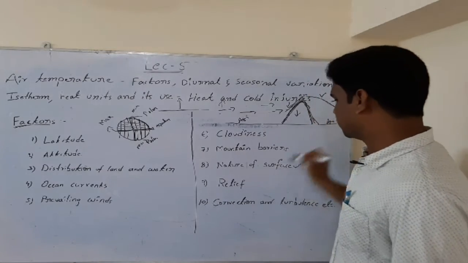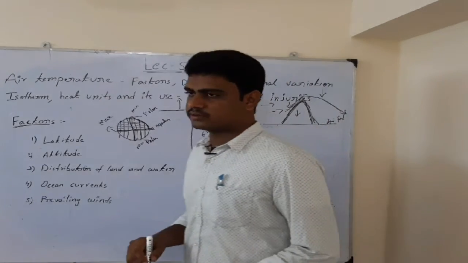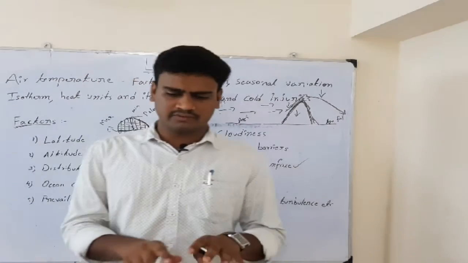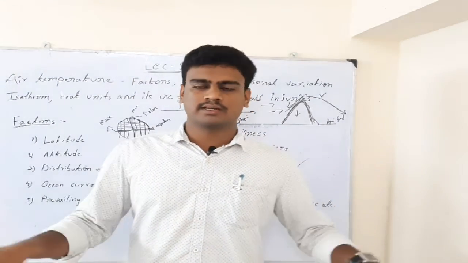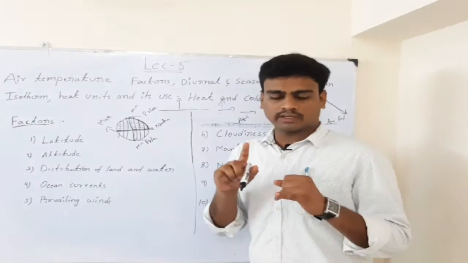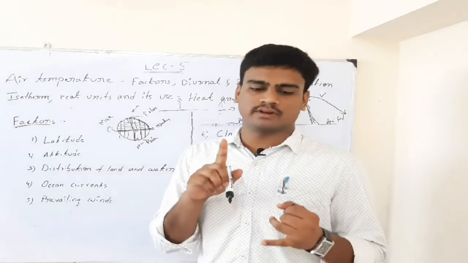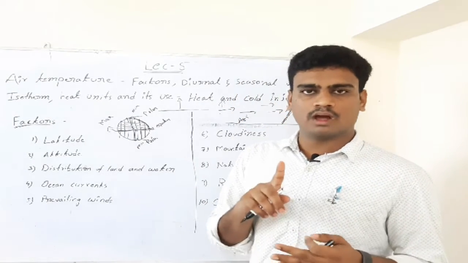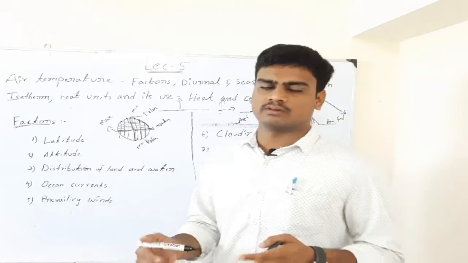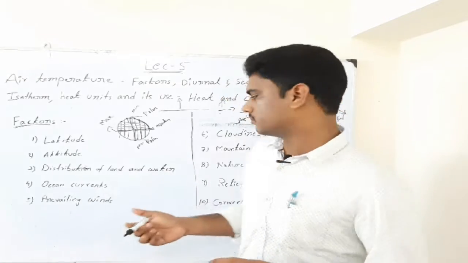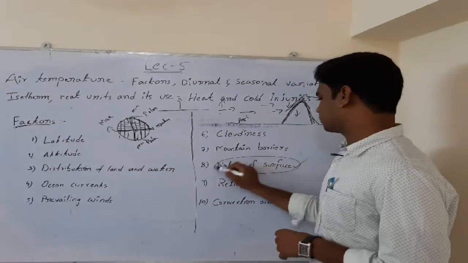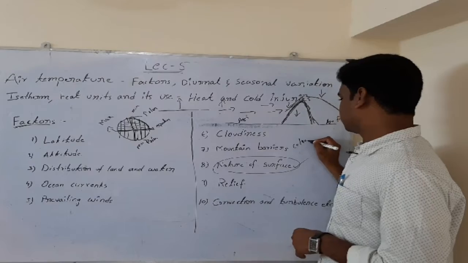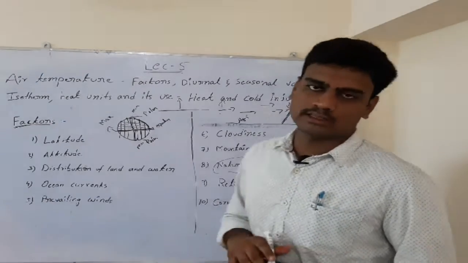Then the nature of surface. Nature of surface means nothing but the surface of the soil. Let us take, what type of soil do we have? It may be sandy soil, or clay soil, or loamy soil, whatever the soil may be. Here it's all about the color of the soil, what color that particular soil has.